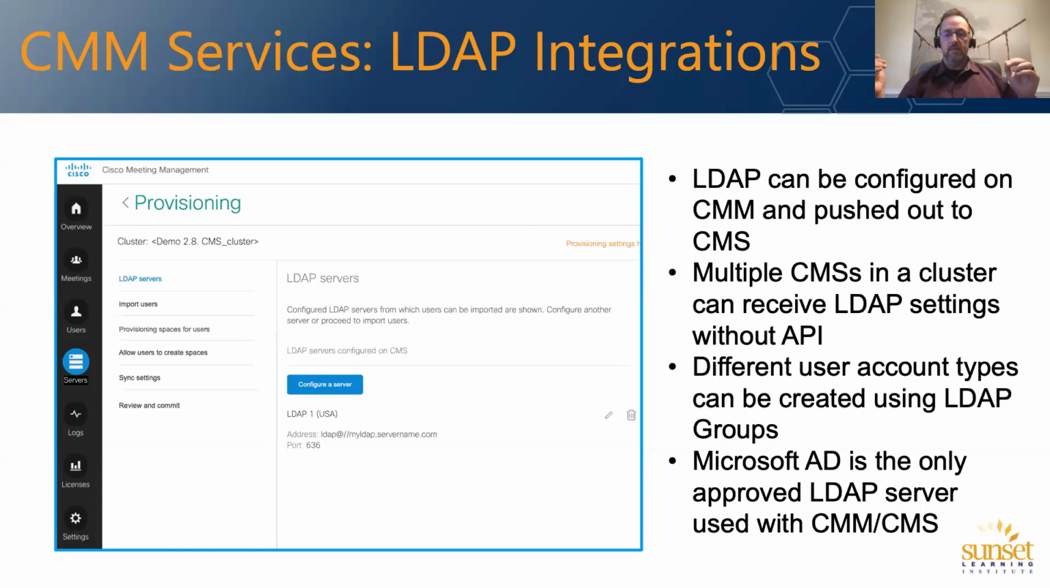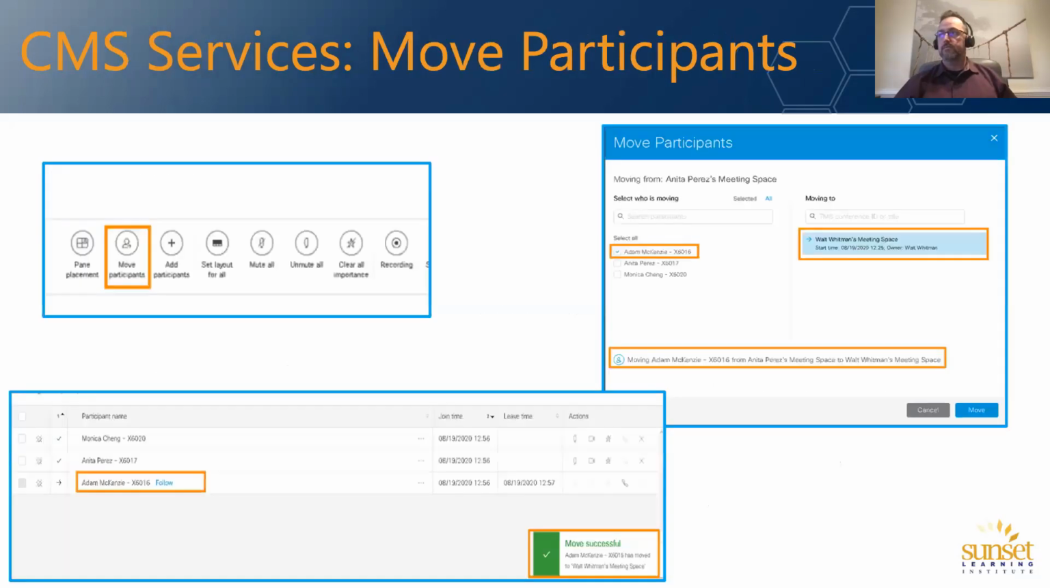LDAP users are added via mappings to existing groups on your LDAP server, and meeting management uses your LDAP server to authenticate these users by checking their group membership when they sign in. Cisco does recommend that you have at least one local administrator account set up in CMM, just to make sure you still have access to the menus in meeting management in the event you lose connectivity to LDAP. However, Cisco does recommend that all active users are authenticated via LDAP, and that's just for security reasons.